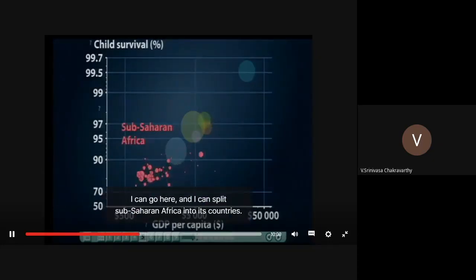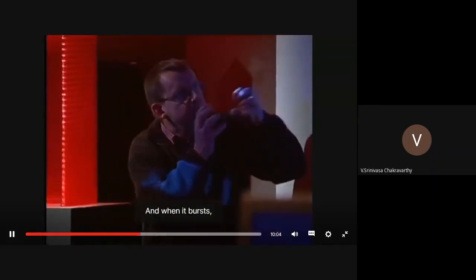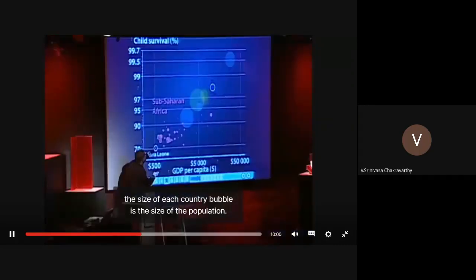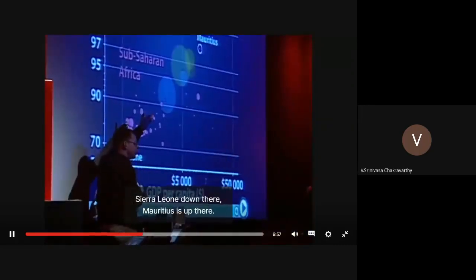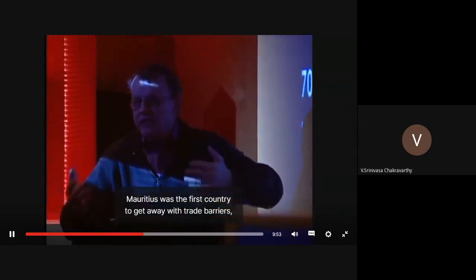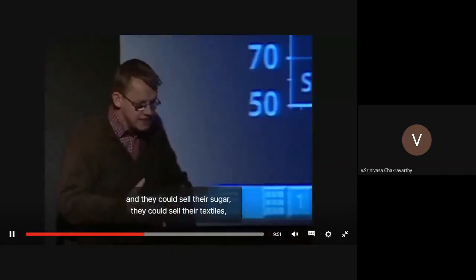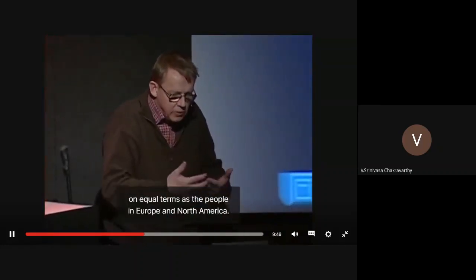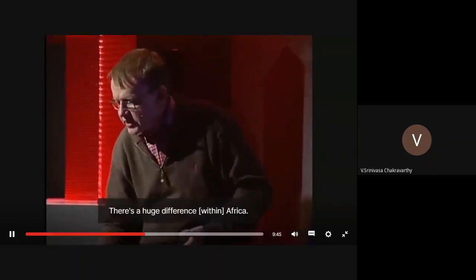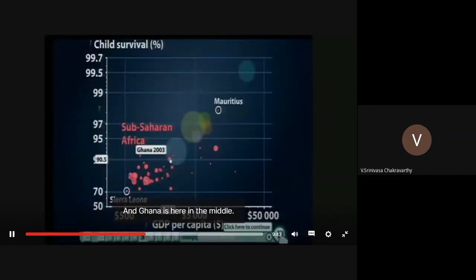I can split Sub-Saharan Africa into its countries. And when it bursts, the size of each country bubble is the size of the population. Sierra Leone is down there, Mauritius up there. Mauritius was the first country to get away with trade barriers, and they could sell their sugar and their textiles on equal terms with the people in Europe and North America. There's a huge difference within Africa, and Ghana is here in the middle.